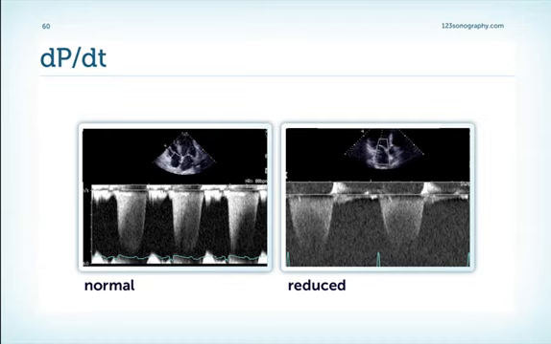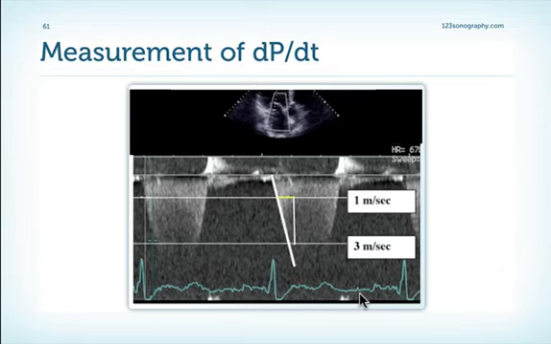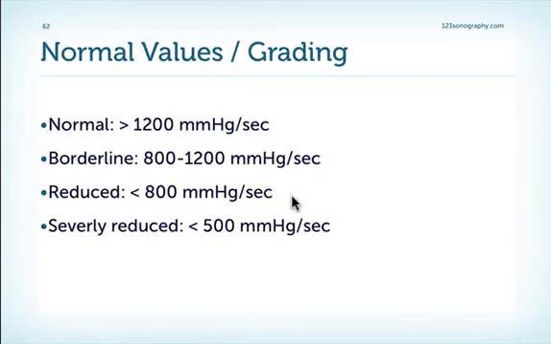So these are two mitral regurgitation signals. On the left-hand side, a patient with a normal dP/dt. You can see that the steepness of the curve is fairly steep, opposed to this patient where there is a reduction in the steepness and therefore also a reduction in the dP/dt. We measure between 1 and 3 meters, the time interval, and then plot this into the formula, and then we get dP/dt. What are the normal values?